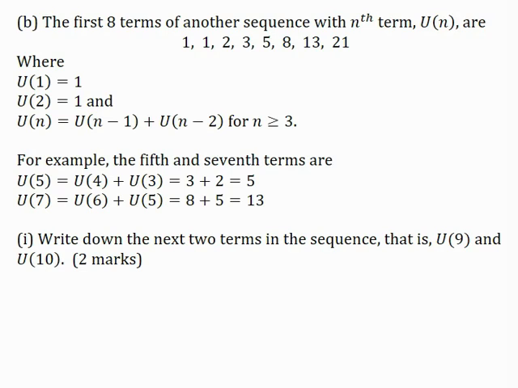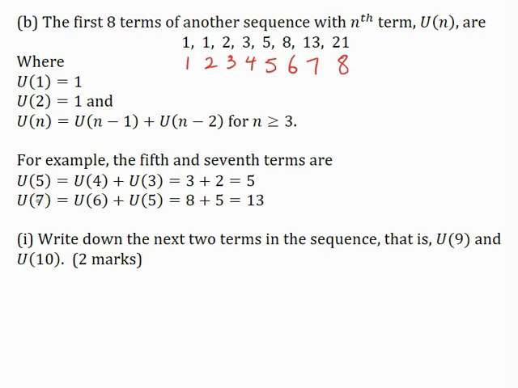Part 1. Write down the next 2 terms in the sequence, that is, u of 9 and u of 10, for 2 marks. So the first thing I will do here is to number the terms in the sequence. So this is 1, 2, 3, 4, 5, 6, 7, 8. Okay?